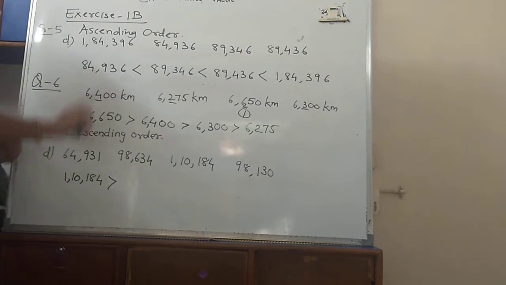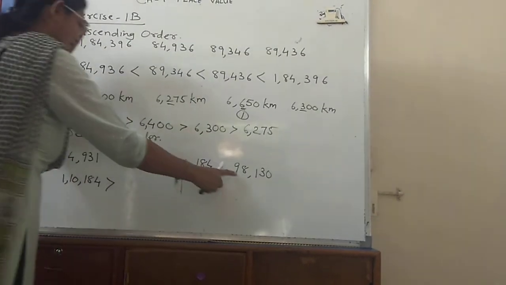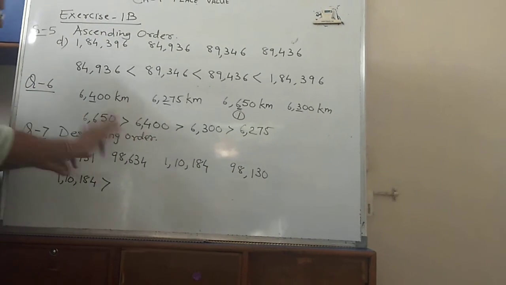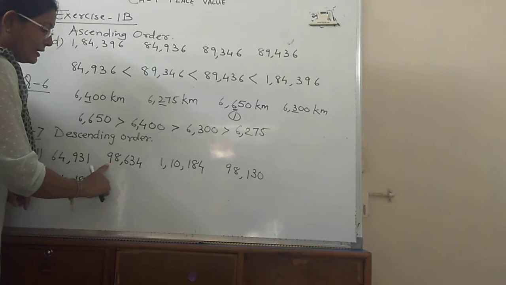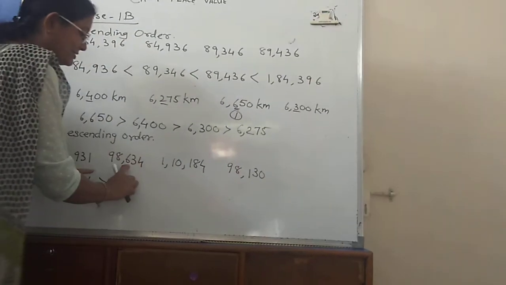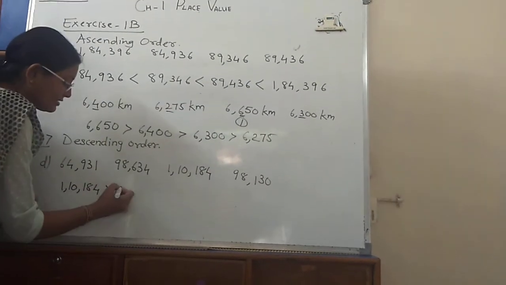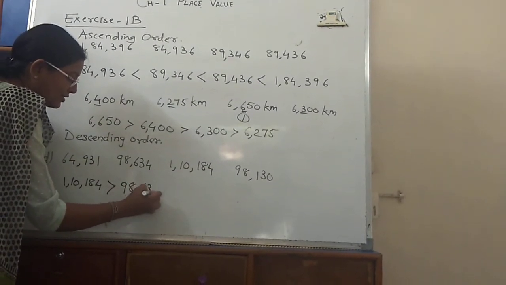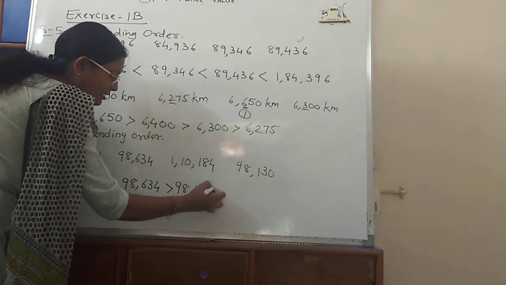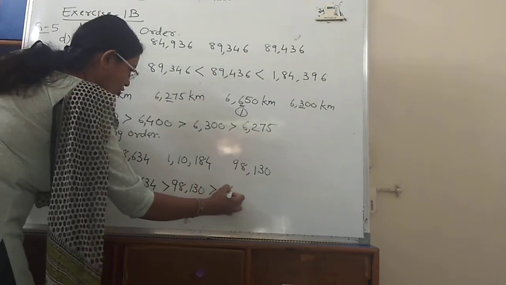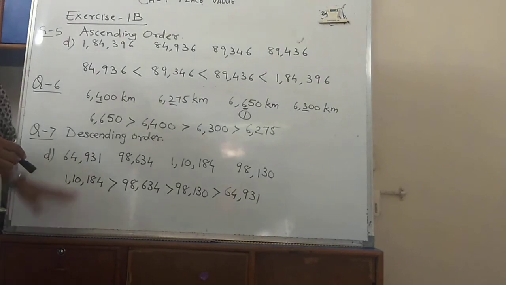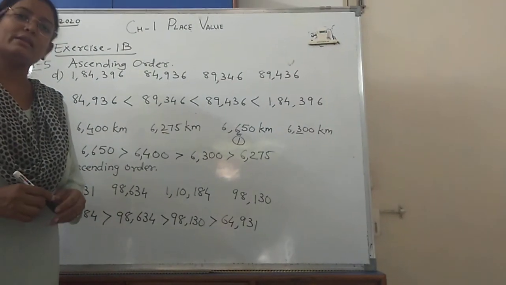Let us compare the first digit of each. 6, 9, 9. 6 is smaller than 9 and 9, so this will come last. Now we have to compare only these 2 numbers. 9, 9. 8, 8. 6, 1. 6 is bigger than 1. So our second answer will be 98,634, which is bigger than 98,130, which is bigger than 64,931. Clear, everyone? This is the way to write in descending order. That's all for today.